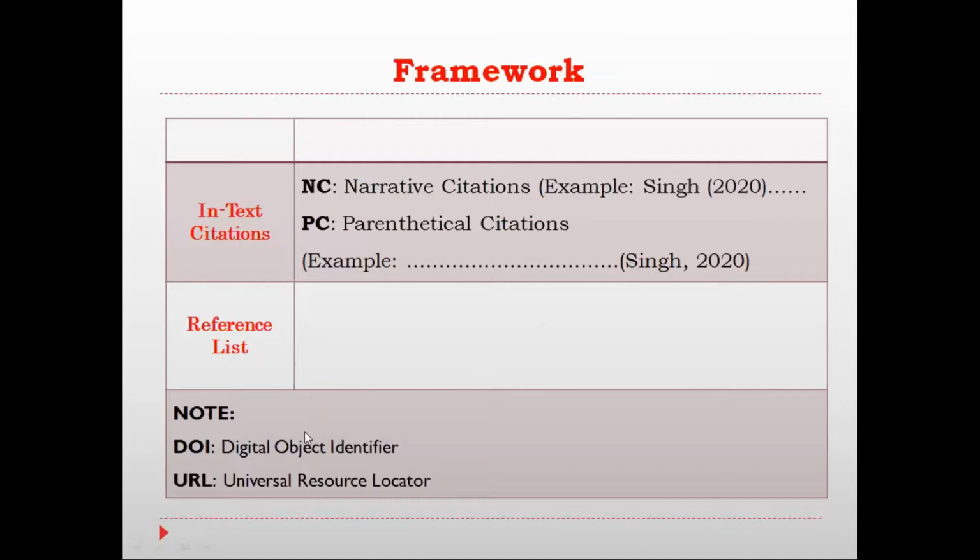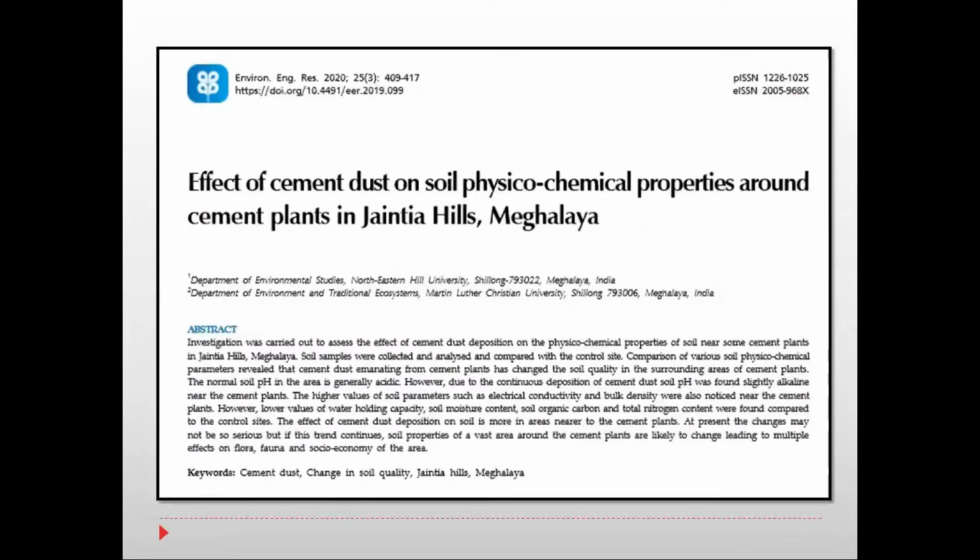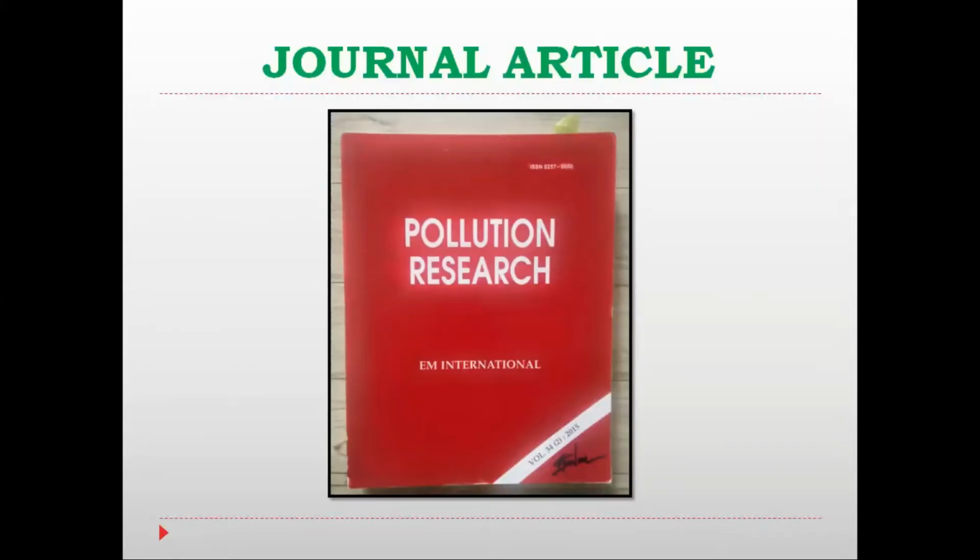We also will come across the words DOI and URL. The DOI is like the identity of an article on the web, whereas the URL is the address of the article on the web. Just for your information, here is a picture of the article published, and here is what a DOI looks like.